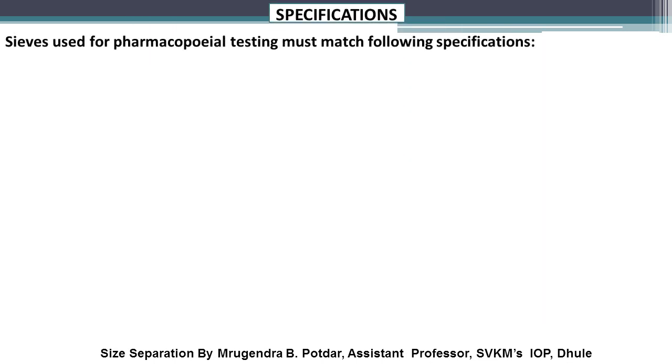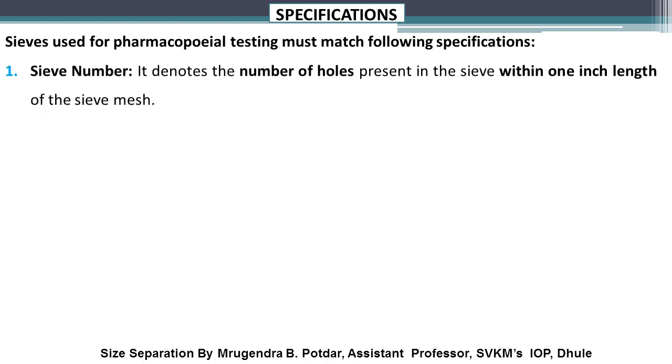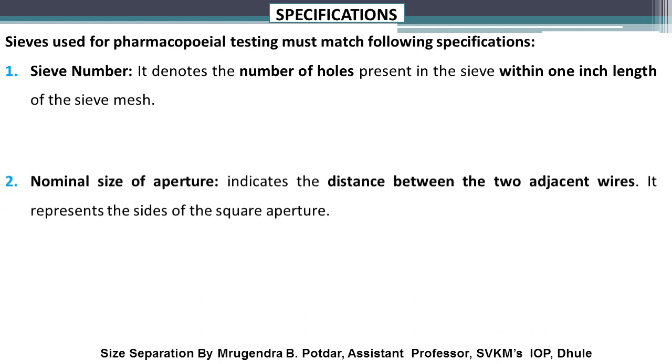Specifications. Sieves used for pharmaceutical testing must match the following specifications. First is sieve number. Sieve number indicates the number of meshes per linear length of 25.4 mm in size, or in another way, it denotes the number of holes or apertures or openings present in the sieve within 1 inch length of the sieve mesh. How many apertures are present in 1 inch indicates the sieve number.